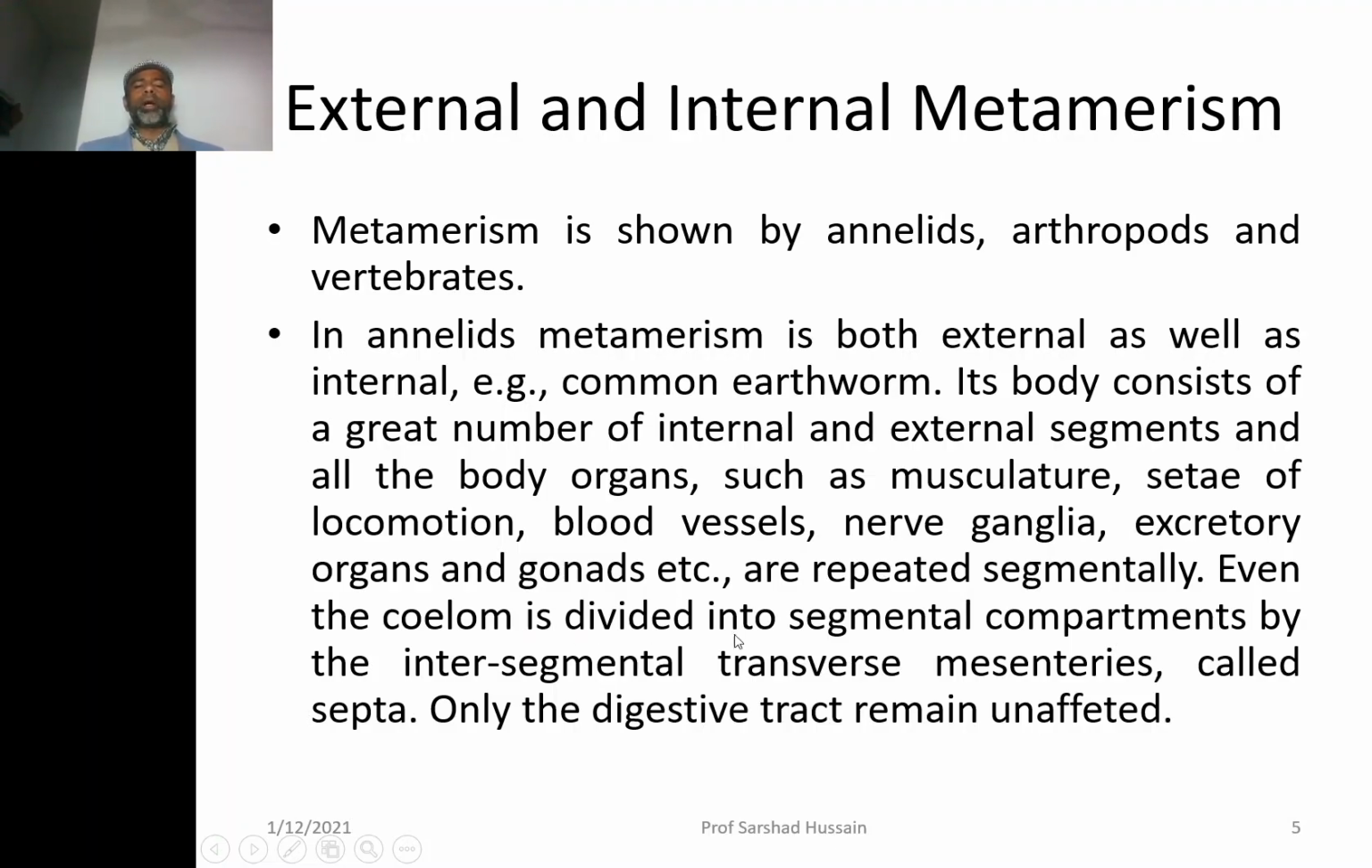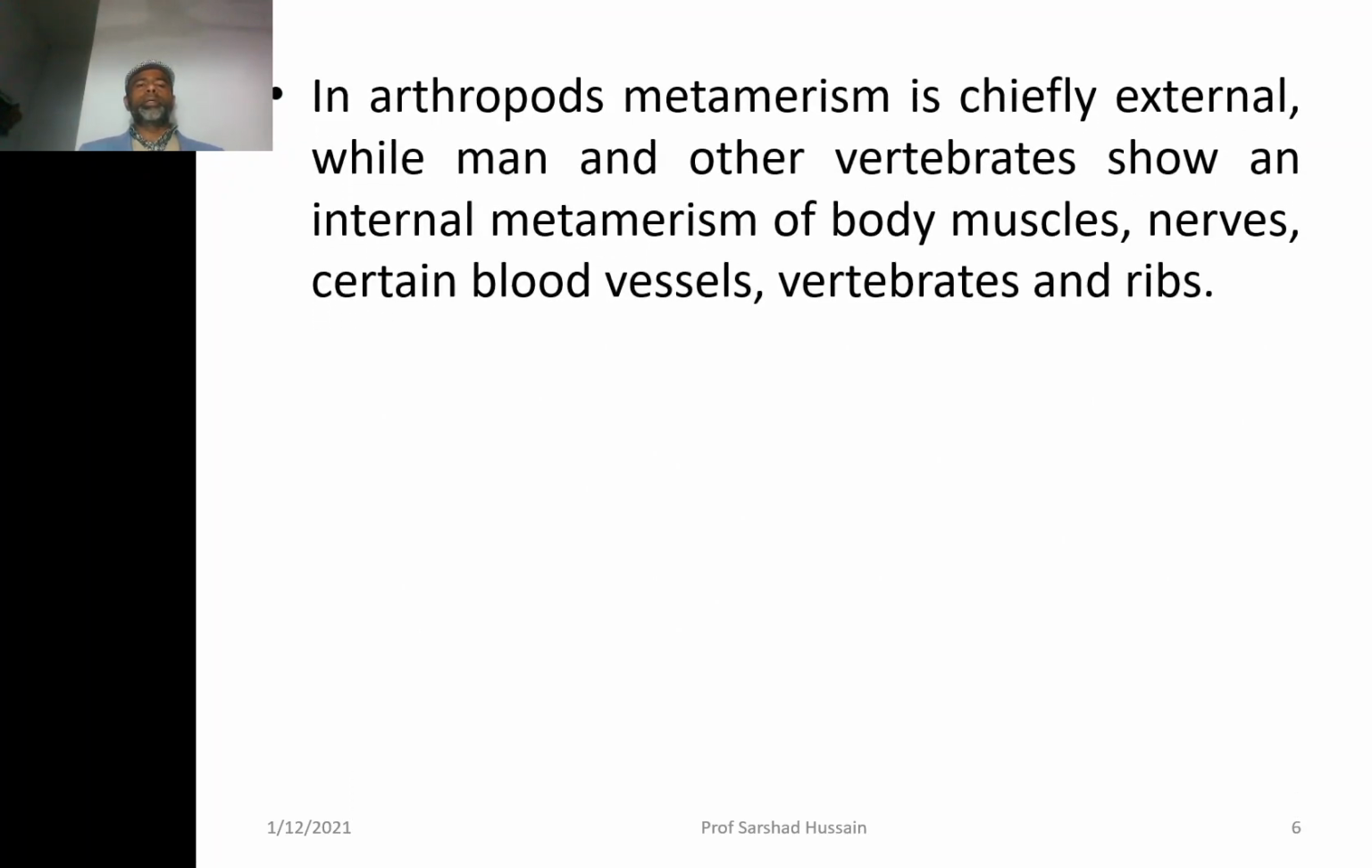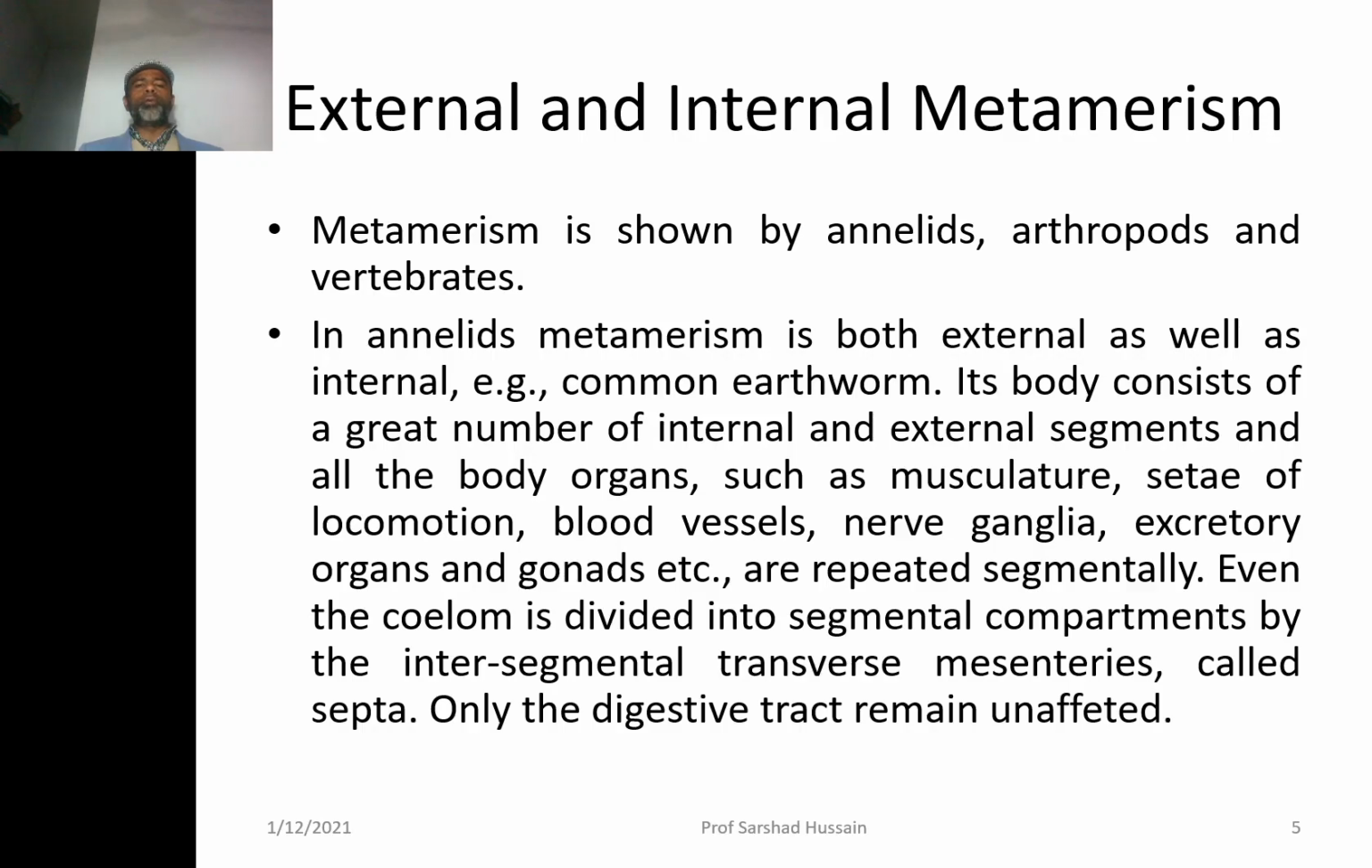Even the coelom is divided into segmental compartments. We have already seen that the coelom is also divided. Only the digestive system remains unaffected, which is a straight long tube whose organs are not repeated from one segment to the other. So the annelids were showing both types of metamerism, that is external as well as internal.